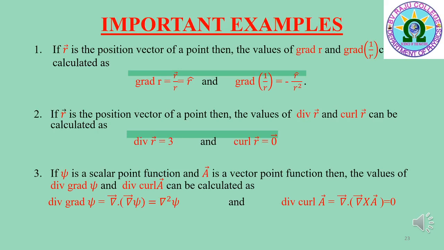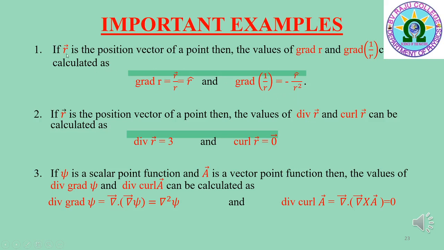In vector analysis, many problems are there, but here I would like to explain only a few important examples. The first example is, if r bar is the position vector of a point, then the values of grad r and grad 1 by r can be calculated as grad r is equal to r bar by r, that is equal to r cap, and grad 1 by r is equal to minus r cap by r square.